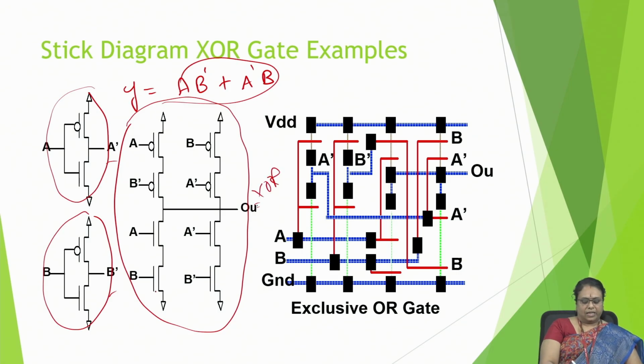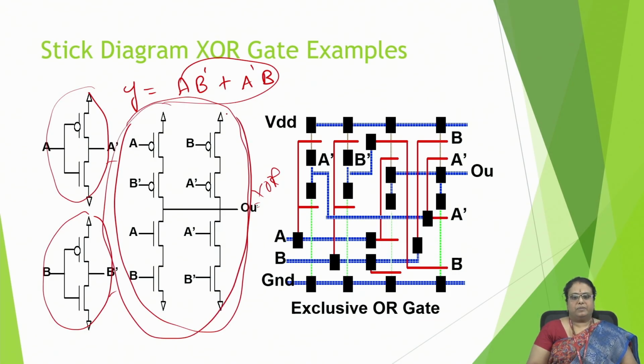What are we doing? We are taking a series combination of A and B, and a series combination of A bar and B bar, which are put in parallel, and here at the pull-up side we are taking the logic A and B bar, and A bar and B. This will give us the logic of A bar B plus A B bar, and the corresponding stick diagram is drawn here with all the connections made for this structure. Completely this structure is implemented here.